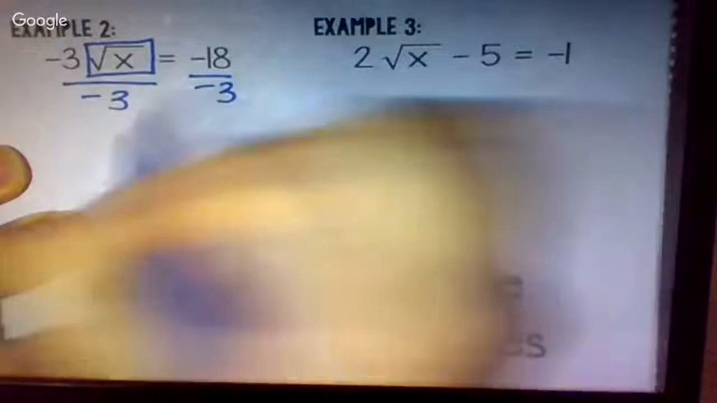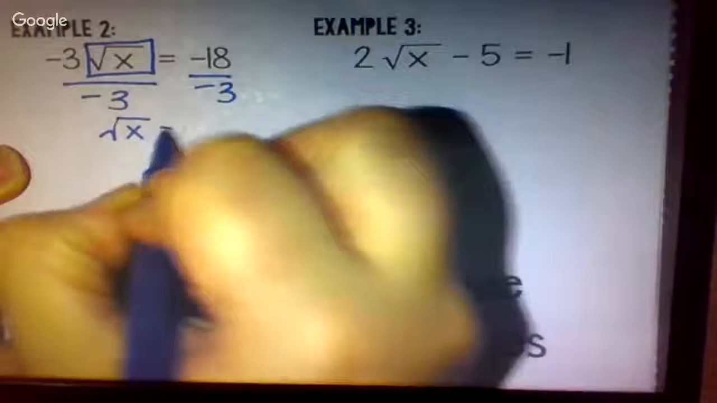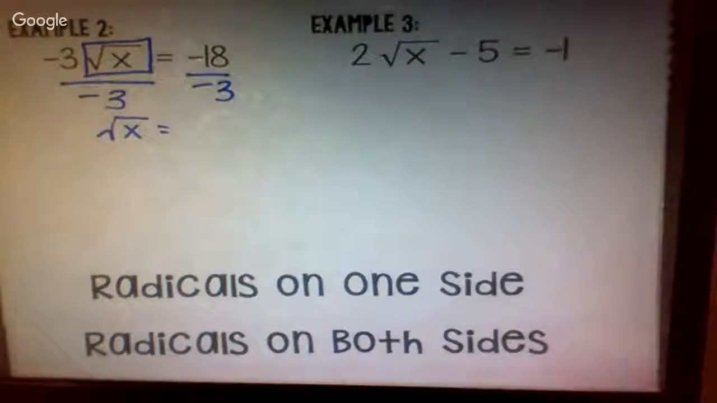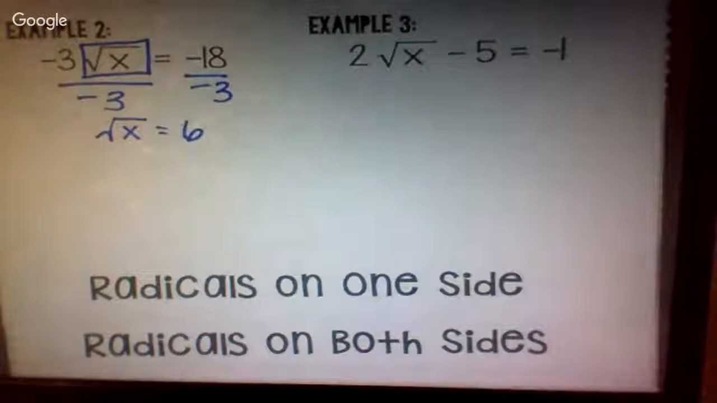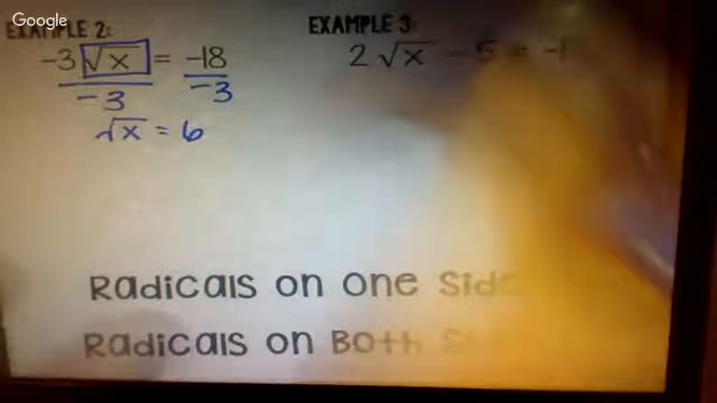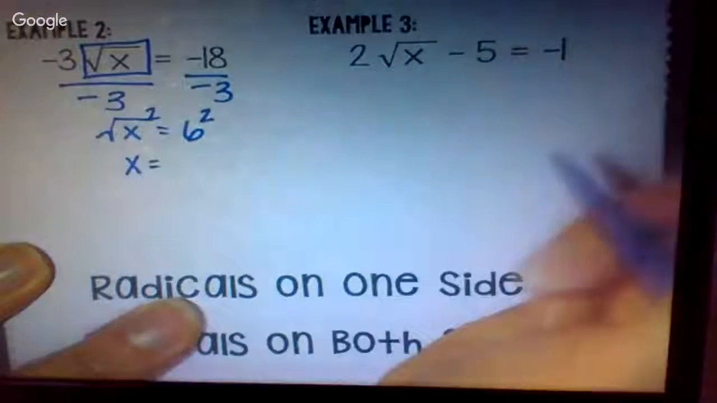So we divide both sides by negative 3. So I get the square root of x equals positive 6. Negative divided by a negative makes that a positive. My radical's all by itself now, so now I need to get rid of it. By doing what? Square both sides. So x is going to equal 36.